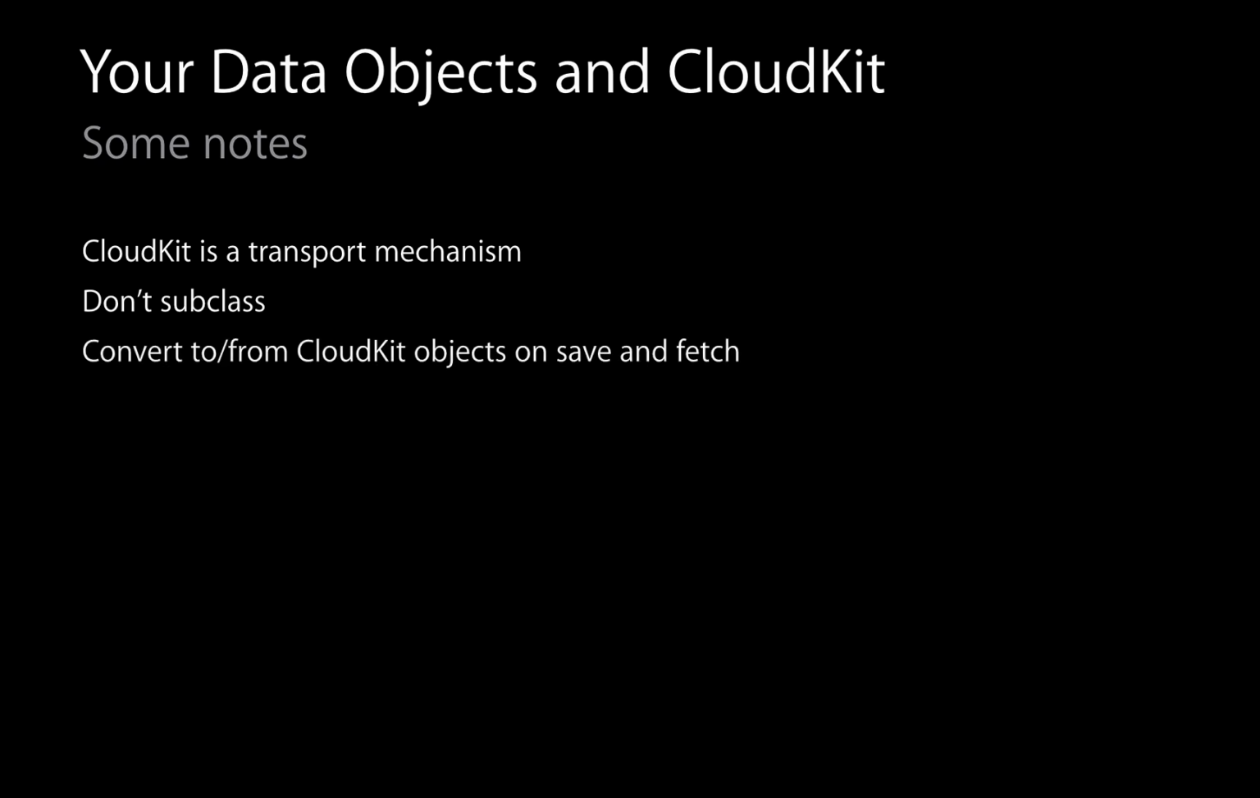A couple last notes on modeling your data in CloudKit. One of them is that CloudKit is a transport mechanism. What we've tried to do here is give you an easy way to access the CloudKit servers, but we're not meant to be a local persistence layer. We want that to be up to you, and you need to figure out the best way to store your objects. And to that extent, we recommend that you don't subclass CK items. You should take those items when you receive them from the server and translate them into your own model objects. And you can do that on the way out as well. When you need to save one of your model objects, translate it into a CK record, and upload all of that to the server.